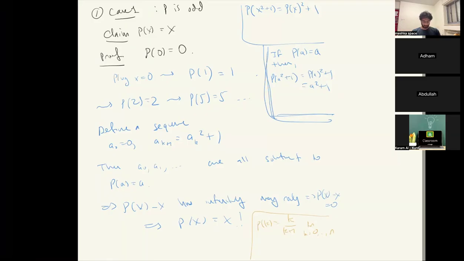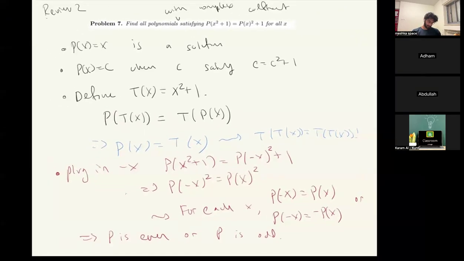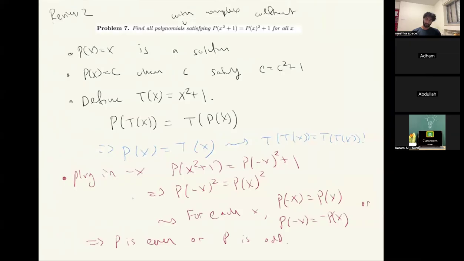Great. So we handled one case completely. This is the case where p is odd. So we know if p is odd, then p of x equals x. Okay, so let's go back. What do we have? We know p of x is always either even or odd. And we know if it's odd, then p of x equals x. So now we have to think about the even case.